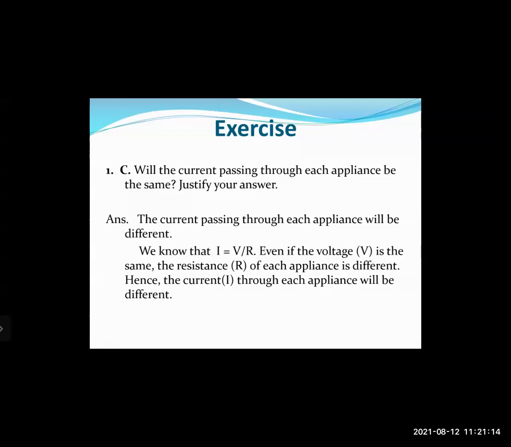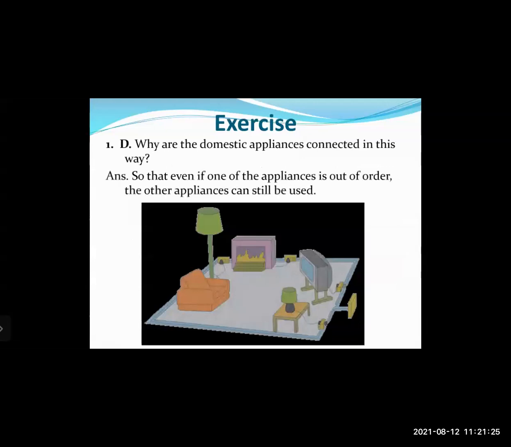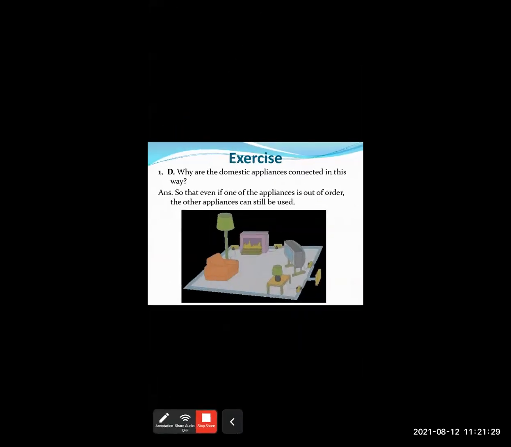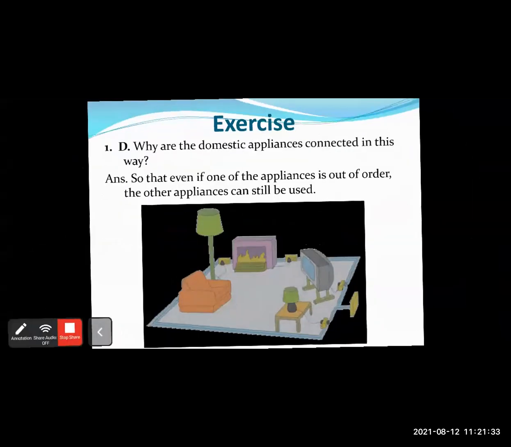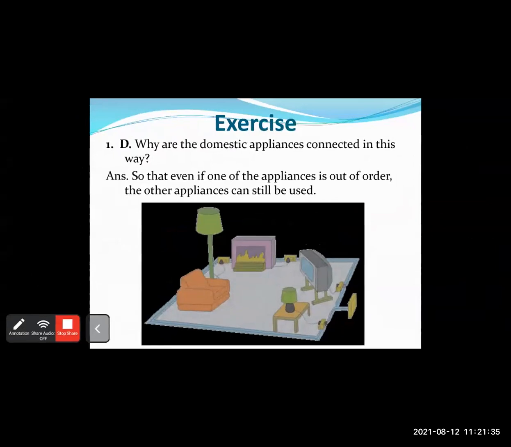So we know that I equals V by R. So even if voltage is the same, the resistance of each appliance is different. Hence, the current flowing through each appliance will be different. Then next, why do we have domestic appliances connected in this way? So that even if one appliance is out of order, the other appliances can still be used.